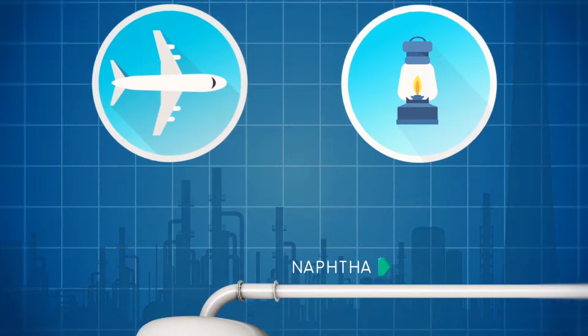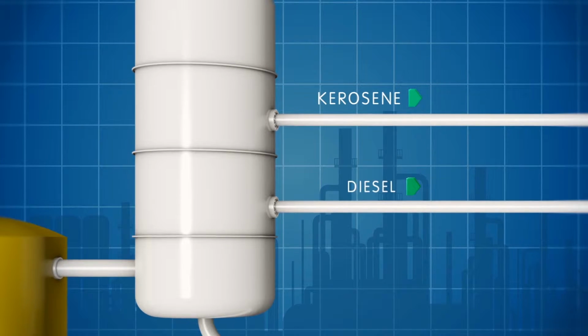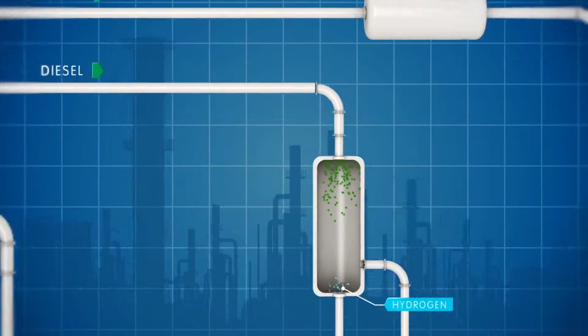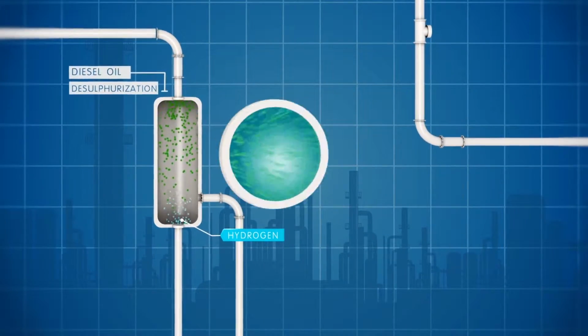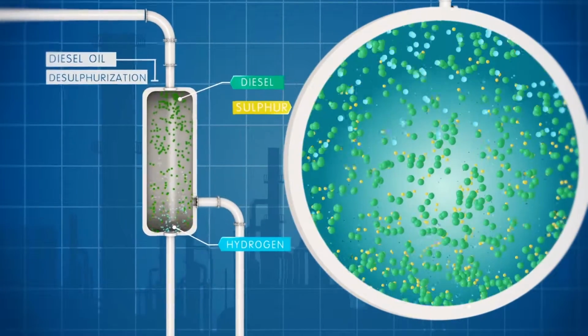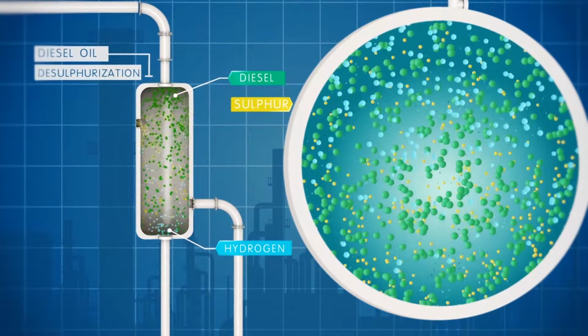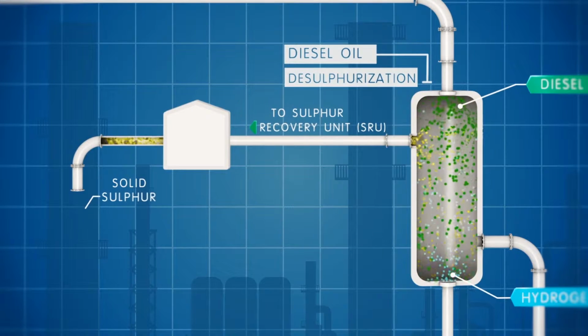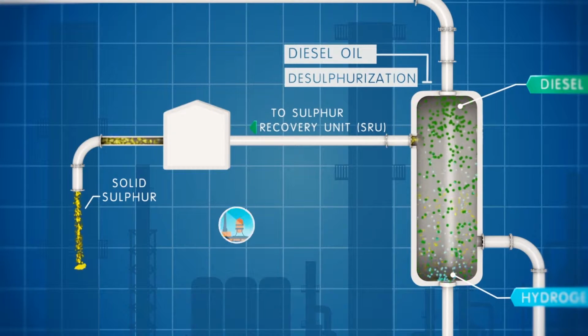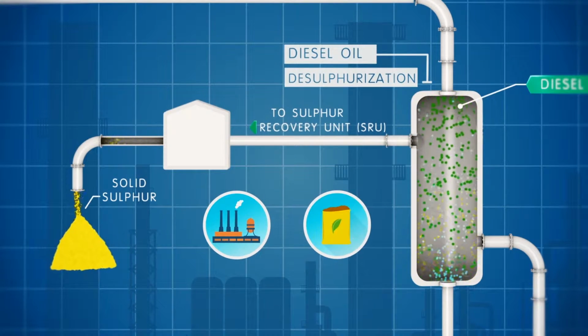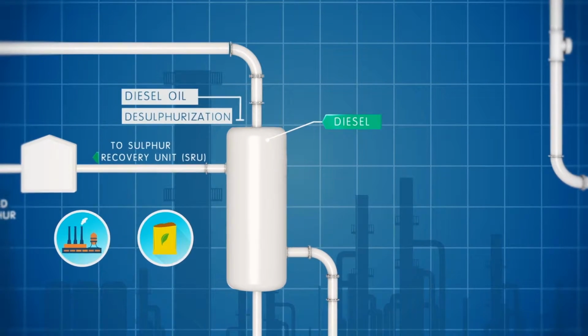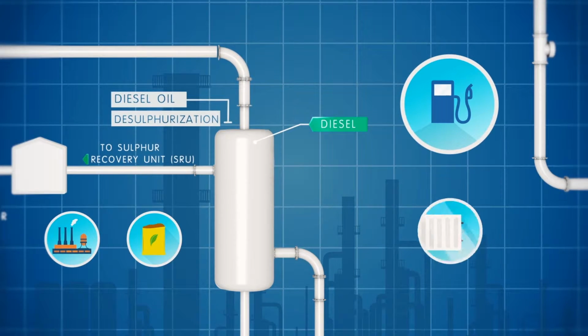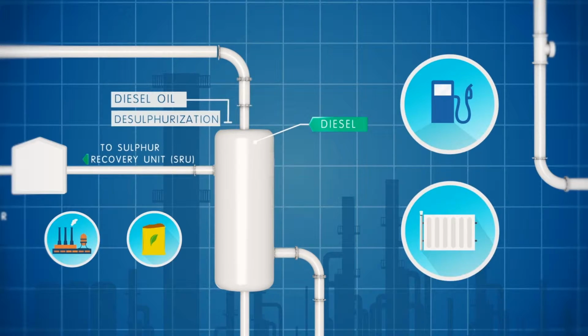Heavier fractions such as diesel oil follow, and through a desulfurization process with the use of hydrogen, are cleaned from sulfur compounds, resulting in the production of a much more environment-friendly fuel. The solid sulfur produced from the desulfurization process is used by chemical industries and in the production of fertilizers. Diesel oil is used as motor and heating fuel.